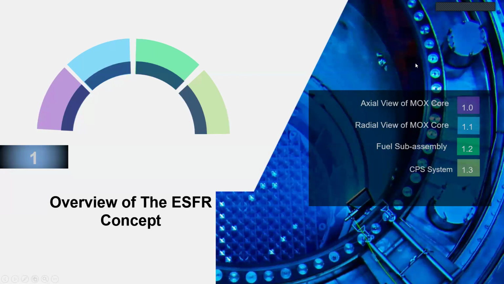All right, so in the preceding slides, I briefly talk about the European sodium-cooled fast reactor concept. I'll show you what the axial view of the MOX core looks like, and the radial view of the MOX, and also we'll talk about the fuel subassembly and the CPS system. These are diagrams that I generated from the Monte Carlo code I prepared in Python. So they're not standard diagrams, but they're good for explaining what is happening in the fissile zone for the first reactor. Next slide, please.